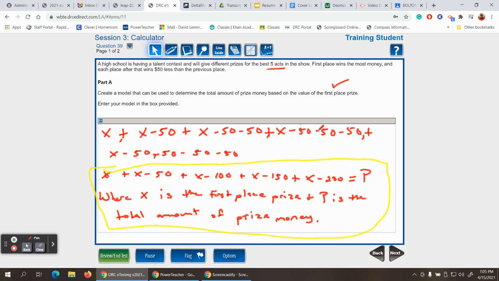And then make sure you're doing everything. Read this stuff. Make sure you're checking off what they tell you to do. Create a model. Did I create a model? Yep, right there. Check. Created a model that can be used to determine the total amount of prize. Did I use the total amount of prize? Yes. Did I define it? So there's the total prize. I defined it there. The value of the first place prize. Is it based on the first place prize? How do I know that? Well, X is the first place prize. And it's all based on X because X is the only variable. So I met all the requirements. So let's move on.